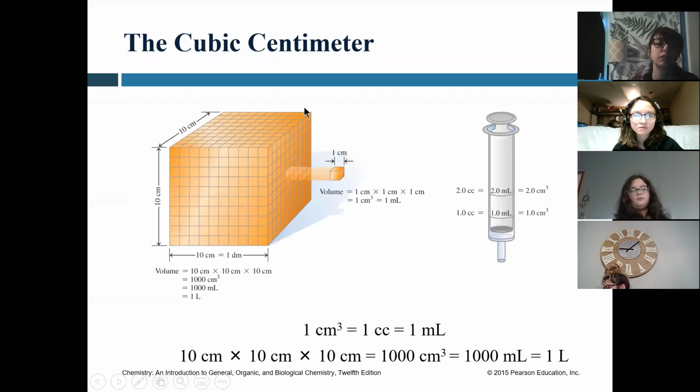Here is an image. We've got our little cubic centimeter. This is a decimeter, right? So a decimeter would be 10 centimeters. So 10 by 10 by 10. If we wanted to look at just one little centimeter cube, we'd pull just one of those little cubes out. We could put it in a vial.